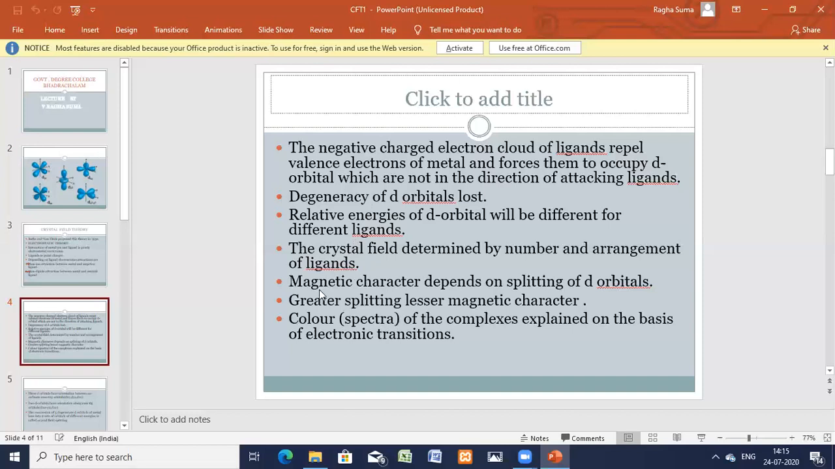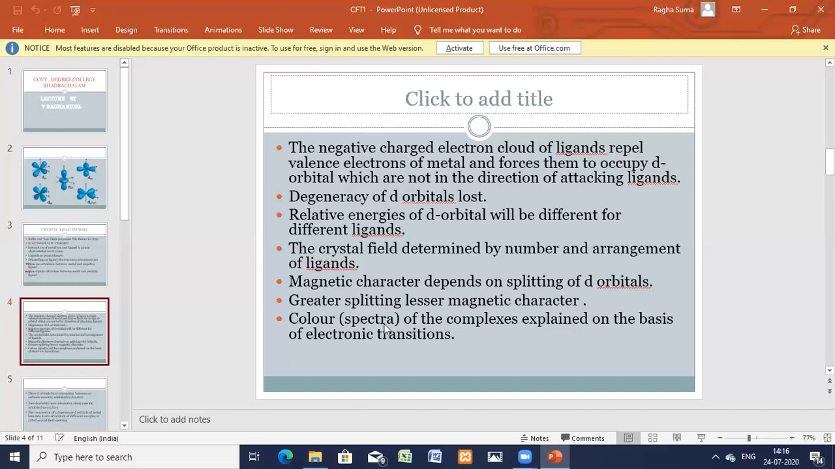The magnetic character depends upon the extent of splitting of the d orbitals by the ligands. The greater the splitting, the lesser the magnetic character, because unpaired electrons will decrease. If there is more splitting, unpaired electrons decrease, therefore magnetic character also decreases. If there is lesser splitting, there will be more unpaired electrons, and therefore we get more magnetic nature.